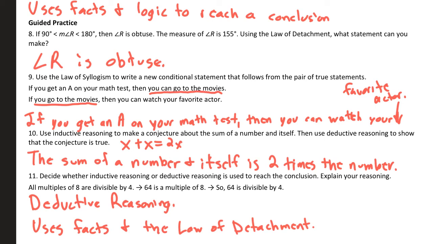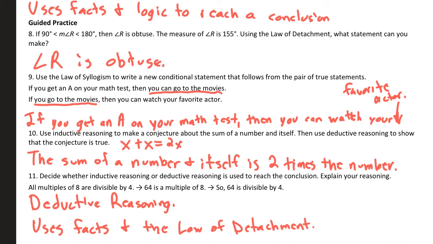angle R is between 90 and 180 degrees in measure, then R is obtuse. So if R is between 90 and 180, R is obtuse. And then I give you a specific example. R is 155. So using the law of detachment, the measure of R satisfies being between 90 and 180, so the conclusion I can make is R is obtuse. So it's just using that first statement and then using the second statement to draw a conclusion.